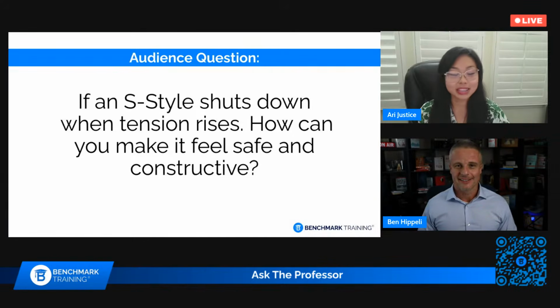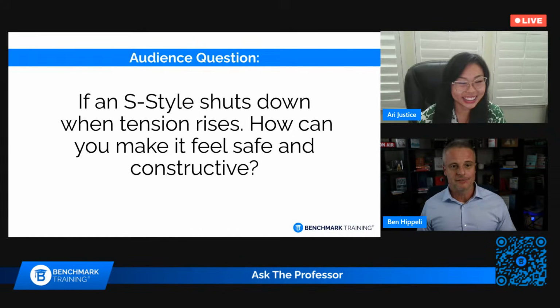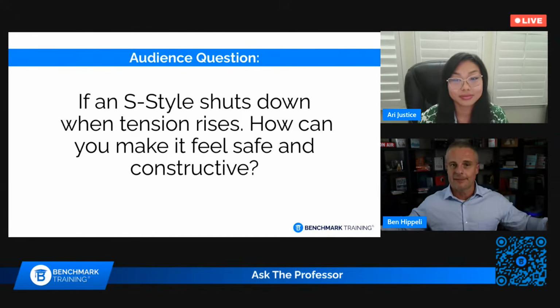I know like the D's and the I styles like to move a little faster. The S style needs a little bit more time to process and make sure, look at it from all the different perspectives, because they love to overthink. That's a great point. And labeling helps do that, right? It's like, okay, we're getting some time here.